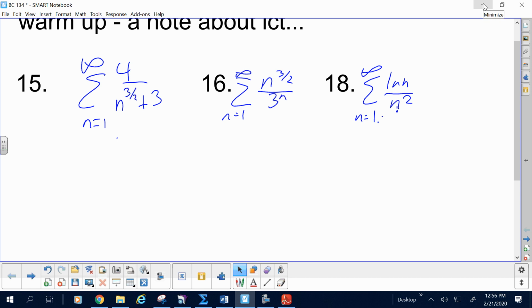Anybody want to see 15? Or we good? All right. I thought 16 was a little harder. I wasn't quite sure where to go with that.